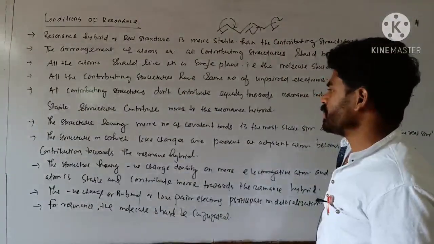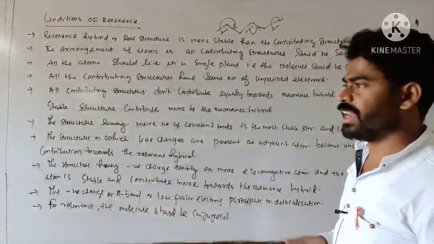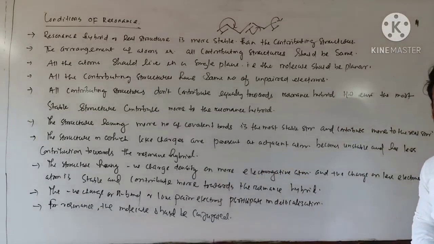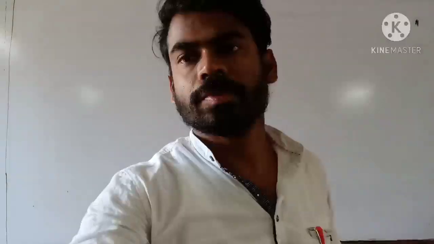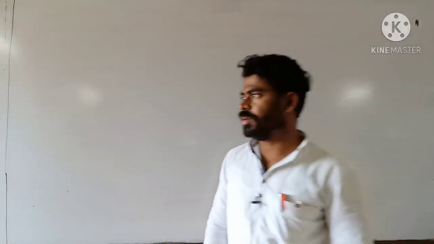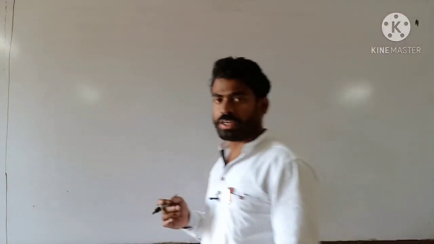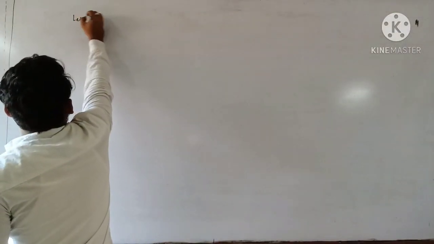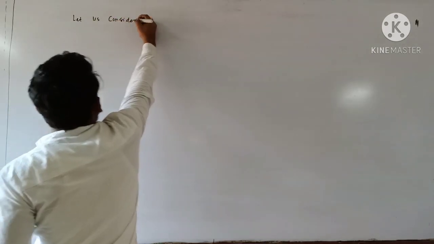And in this conjugation, there may be participation of a lone pair of electrons also. We will discuss. Okay. So you just copy these points. Conditions of resonance, very important. Let us consider a few conjugated systems where resonance is taking place. Let us consider a few examples.